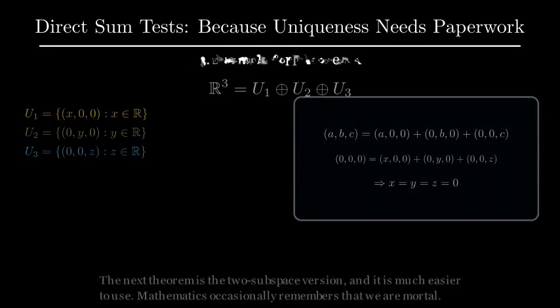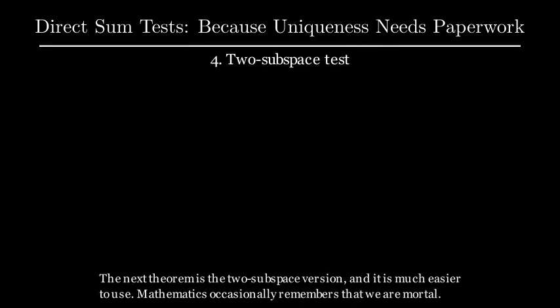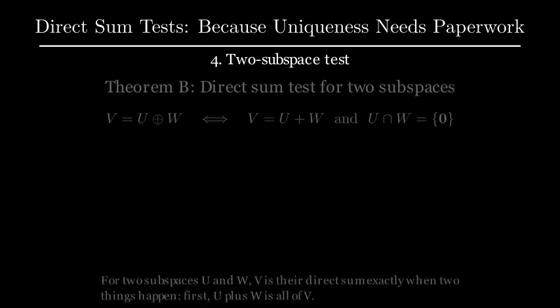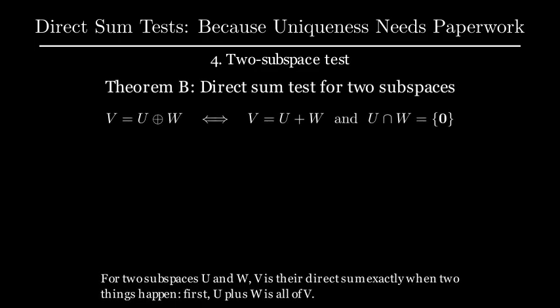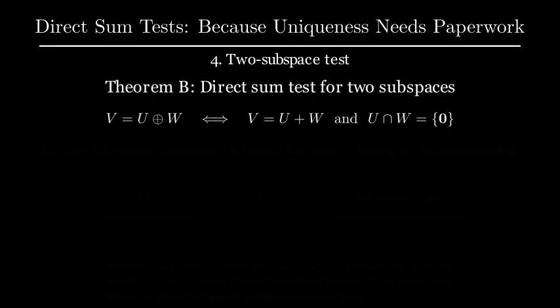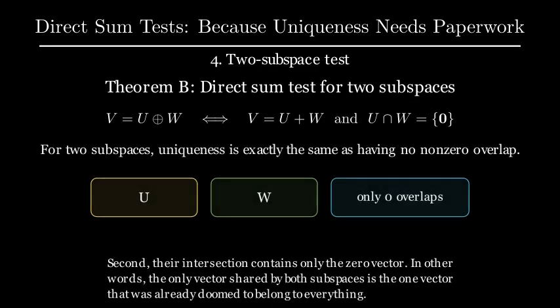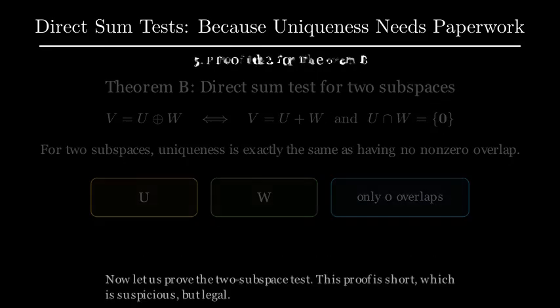The next theorem is the two subspace version, and it is much easier to use. Mathematics occasionally remembers that we are mortal. For two subspaces U and W, V is their direct sum exactly when two things happen. First, U plus W is all of V. Second, their intersection contains only the zero vector. In other words, the only vector shared by both subspaces is the one vector that was already doomed to belong to everything.